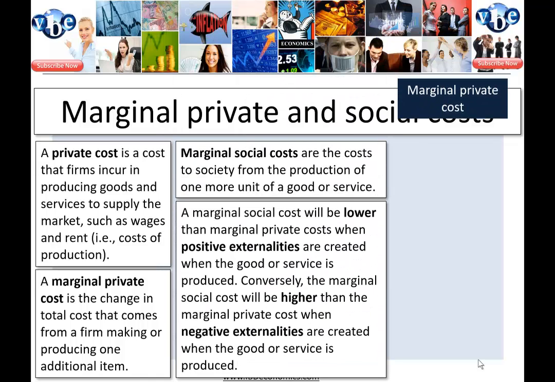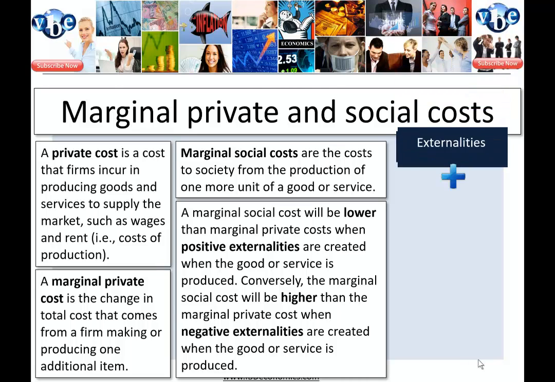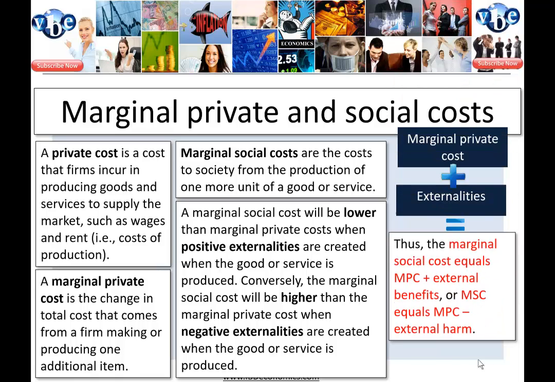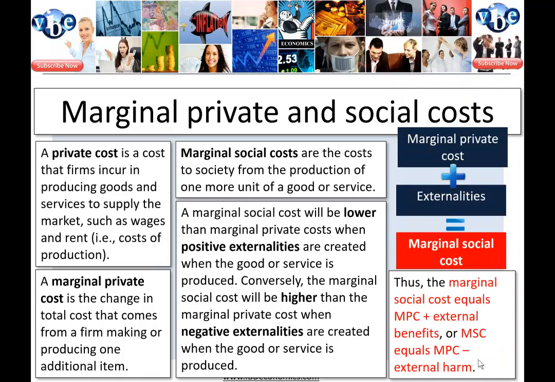Marginal social costs are those costs to society from the production of one more unit of a good or service. A marginal social cost is going to be lower than the marginal private cost when positive externalities are created when the good or service is produced. And opposite, the marginal social cost is going to be higher than the marginal private cost when negative externalities are created when that good or service is produced.